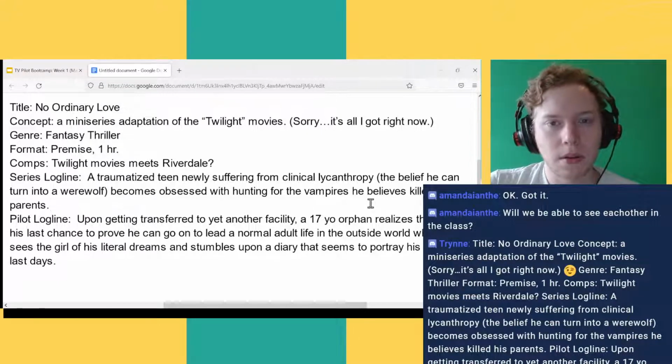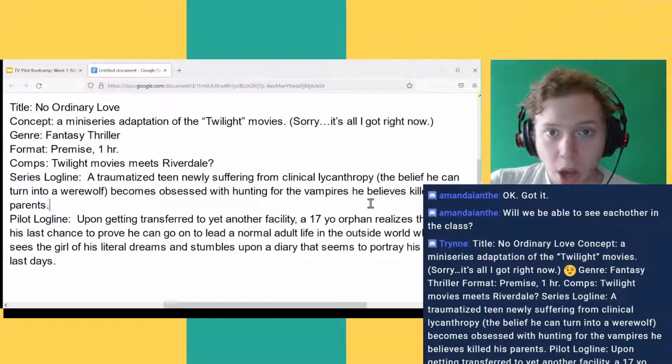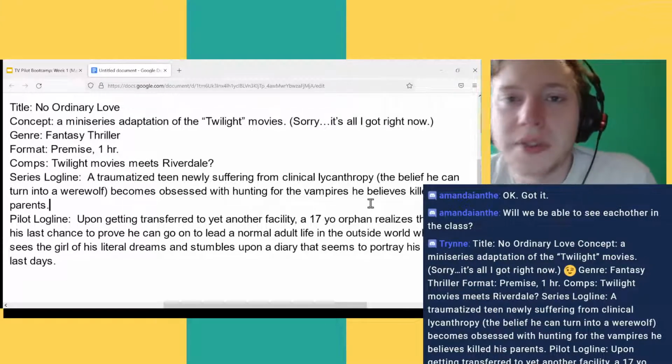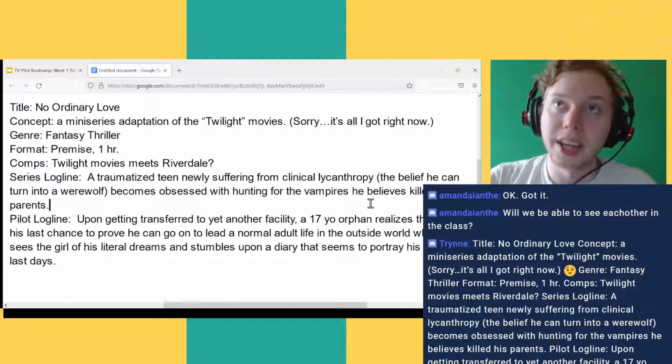Is it okay if, in the pilot, everybody thinks he's crazy, but he knows he's a werewolf and can't really prove it? Sure, maybe. I don't know the specifics of how it unfolds. I guess it just rings that red bell.